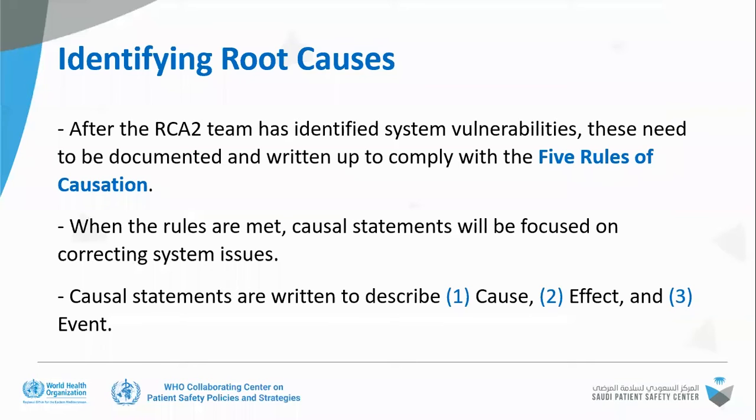After the RCA team has identified system vulnerabilities, these need to be documented and written up to comply with the 5 rules of causation. So we have to meet this rule. After that, the cause statements will be focused on correcting the system issues. The cause statements are written to describe the cause, the effect, and the event, and we'll have examples to understand what this means.